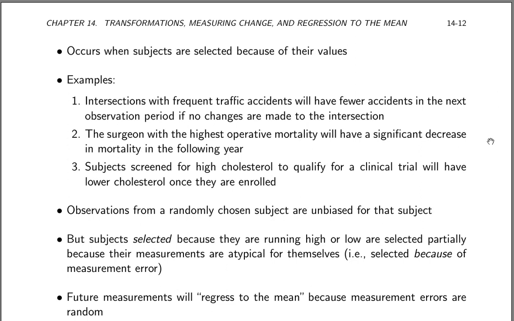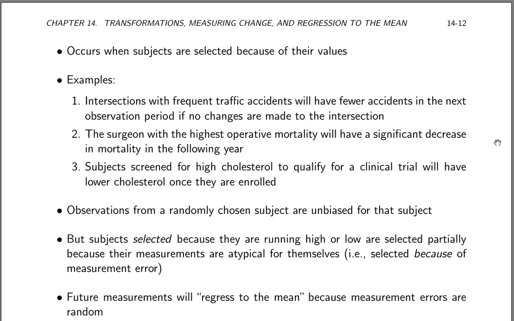A surgeon with the highest operative mortality, say in open heart surgery, will have a significant decrease in mortality in the following year. When New York State published the operative mortality for all of the open heart surgeons a couple of decades ago, the surgeon who was rated as having the highest operative mortality one year and saw a great improvement the next year was asked by a reporter, "What do you tell the next surgeon who is rated very poorly in the operative mortality rankings?" And the surgeon's answer was to tell the other surgeon just to wait. Things will get better.